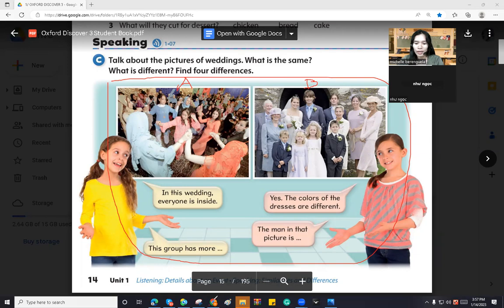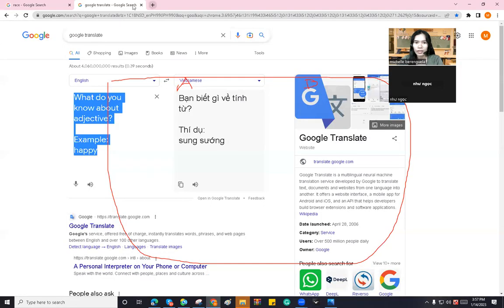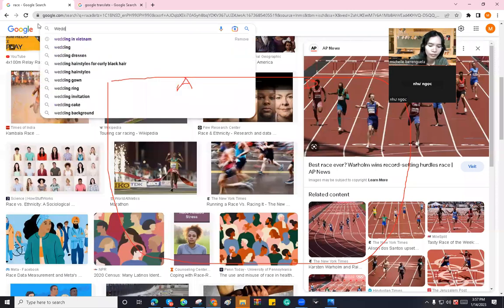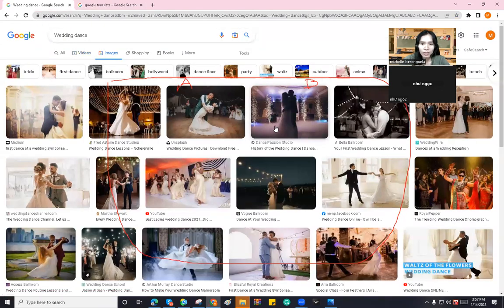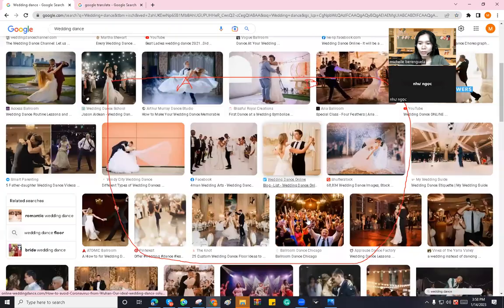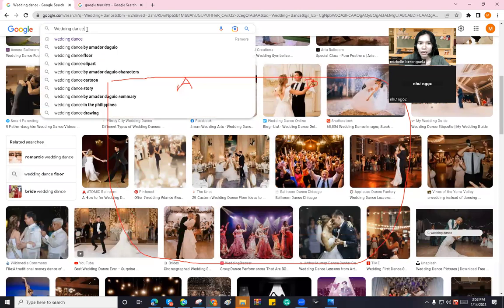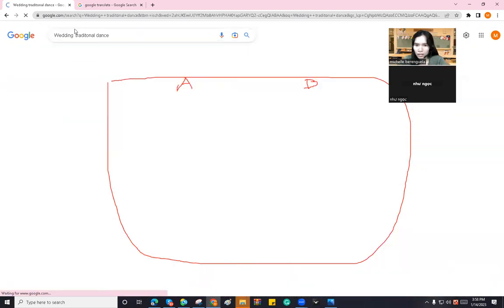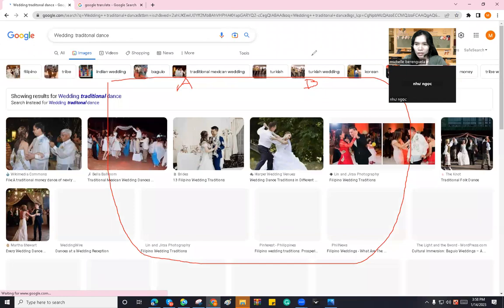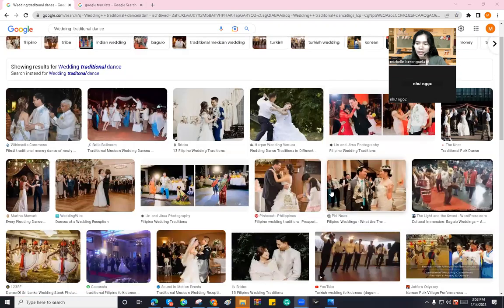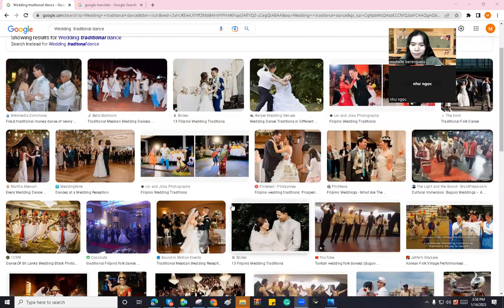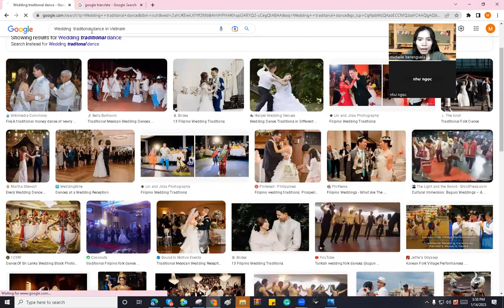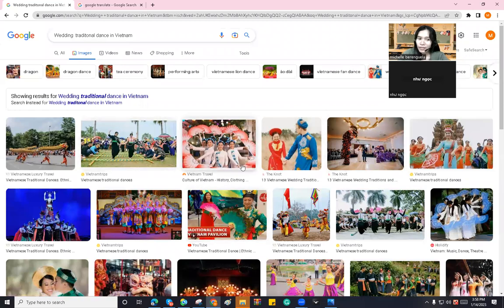Okay, look, I'll show you an example. This is a wedding. A wedding dance. Oh, look. Okay, people are dancing at their weddings too, okay? What about in your country, Ngoc? Are they not dancing if there's a wedding? Okay, look, in Vietnam. Let's find out in Vietnam. Oh, see? They're dancing too. Okay?